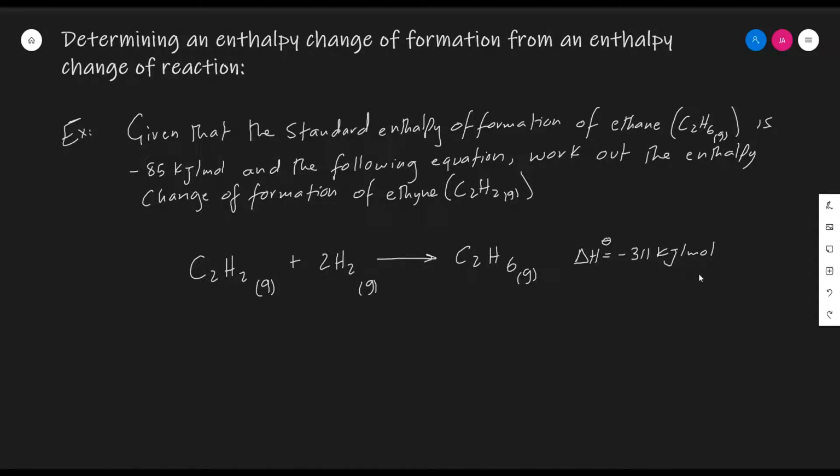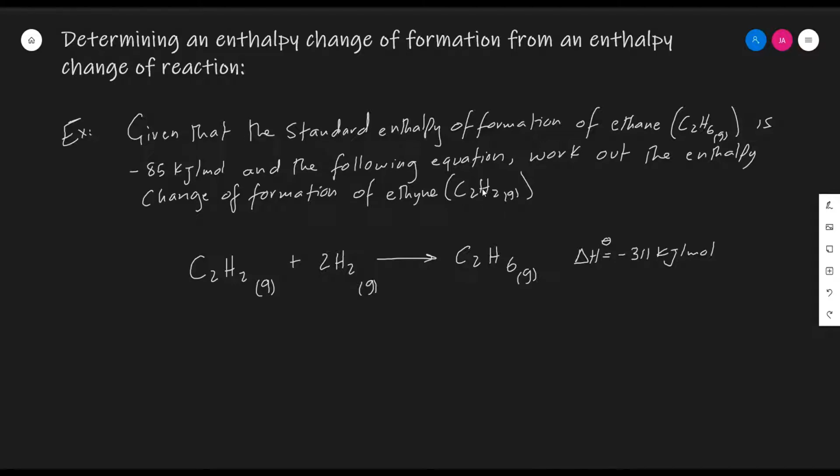Hello everyone. In this video I will be discussing how to determine the enthalpy change of formation of a certain reactant or product from an enthalpy change of reaction, which I will illustrate using this example given below, which states that given the standard enthalpy of formation of ethane C2H6 gas is negative 85 kilojoules per mole, and the following equation here, work out the enthalpy change of formation of ethane.